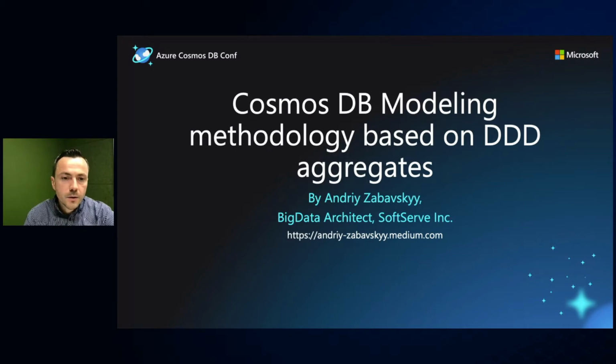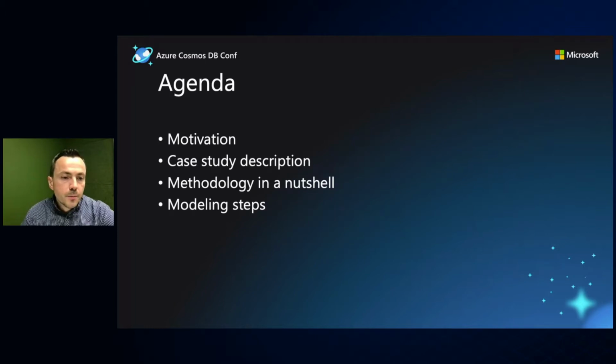Today, I'd like to talk about Cosmos database modeling methodology, which is based on domain-driven design aggregates. Briefly, the agenda: first I'd like to talk about motivation, why we need any methodology in general at all. Then I'd like to talk about the case study, or example, we're going to use throughout this topic, and then the methodology itself, first at a high level, in a nutshell, and then go through each individual modeling step.